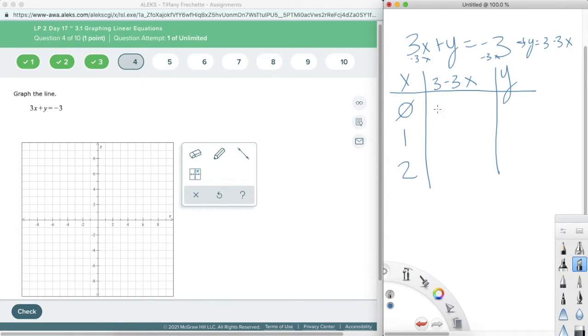All right, so 3 minus 3 times 0, because that's my first x. 3 times 0 is 0, so the only thing left over is that 3 in the front. Then I have 3 minus 3 times 1, because here's my second x. So I have 3 times 1, well, that is 3. There's a negative here, so it's -3. So 3 minus 3 is 0.